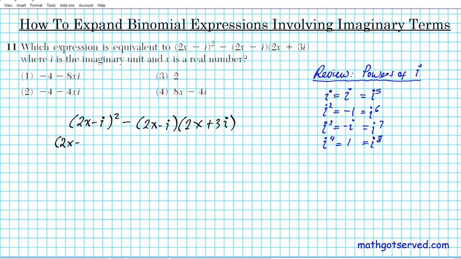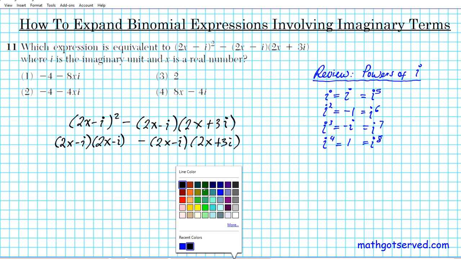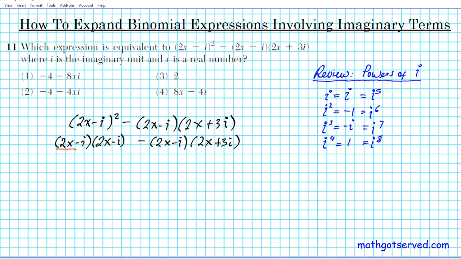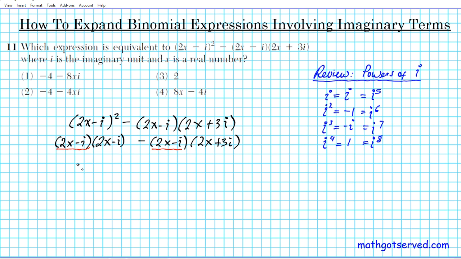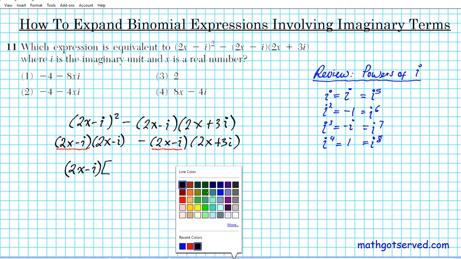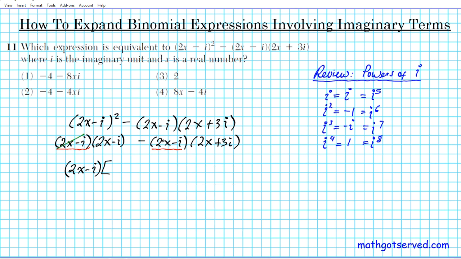So you have 2x minus i squared, which is basically 2x minus i and 2x minus i, minus 2x minus i times 2x plus 3i. So you notice that 2x minus i, that quantity, is identical on both sides. Okay, so we can basically factor out 2x minus i. Hopefully that will simplify our expansion process. So when we factor out 2x minus i, it's as though we're dividing by that quantity. Alrighty, so when you divide or factor out 2x minus i, this quantity and this quantity are gone.